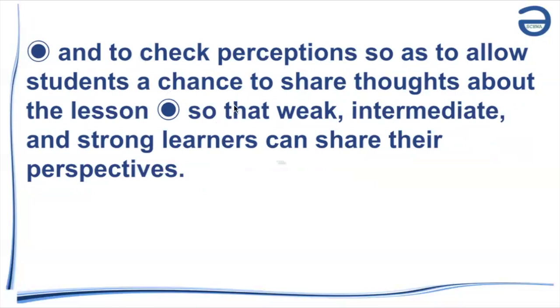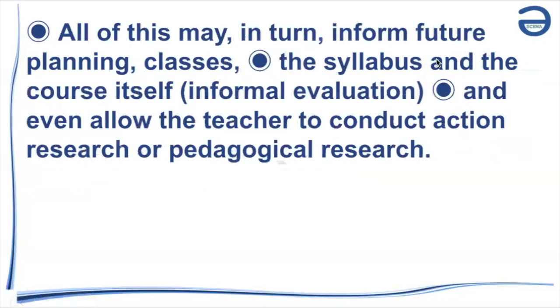And then we have this one here, which is weak, intermediate, and strong learners. So there's a mention of differentiation as well, so that everybody gets a chance to share their perspective. So also inclusivity here. Then we have informing future planning classes and even taking it to the next level by talking about syllabus and the course itself, which is informal evaluation at this stage, but it could be more formal depending on how the data is collected and stored. And then there's a mention of conducting action research or pedagogical research. So these might be the different reasons for collecting data.